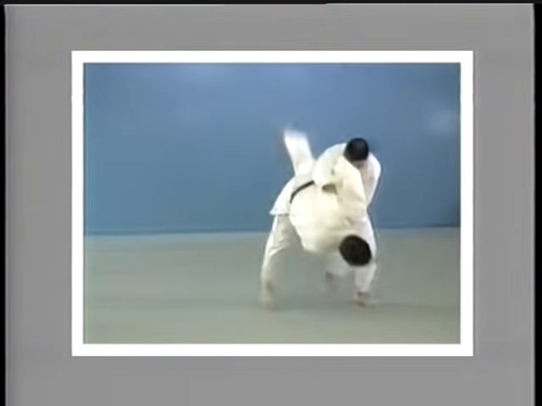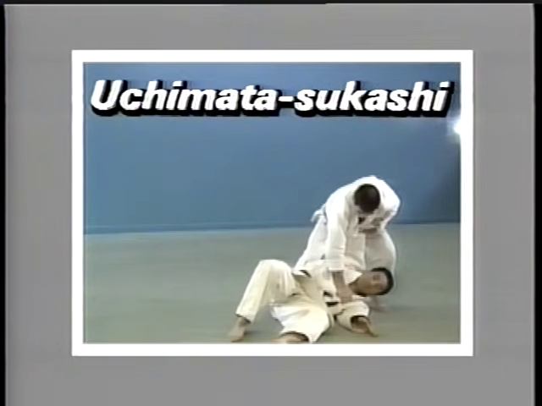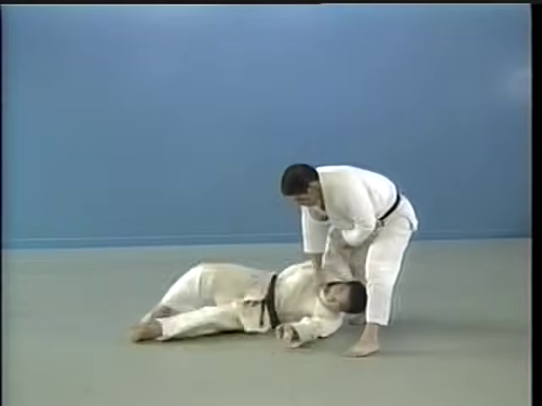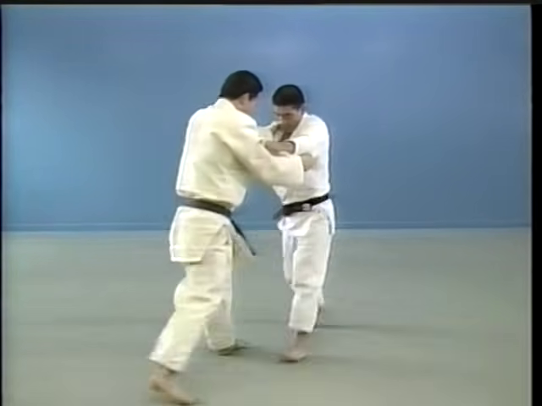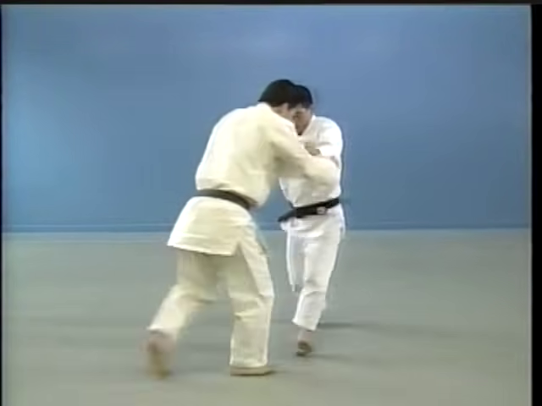Uchimata Sukashi. When your opponent attacks with Uchimata, you move your right foot back, turn and twist. The opponent, losing his target, will only hit empty air and fall, drawing a large arc as he does so.